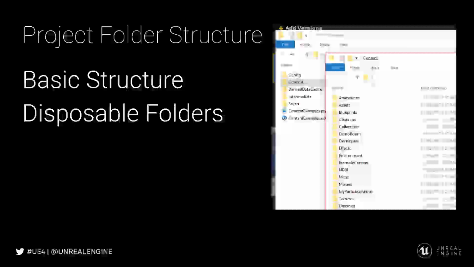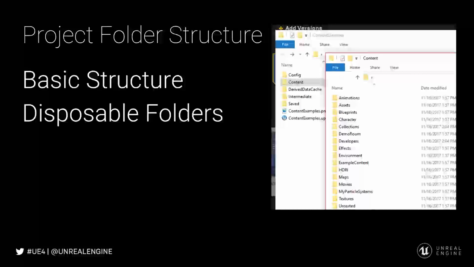We have the actual folder structure itself for the project. What is the basic structure? Also, what files and folders are disposable? Which ones won't we need in case we need to give this to someone else?